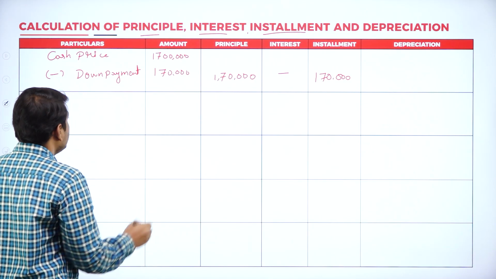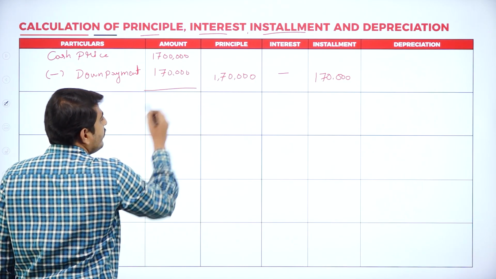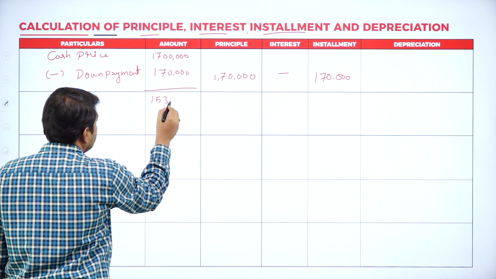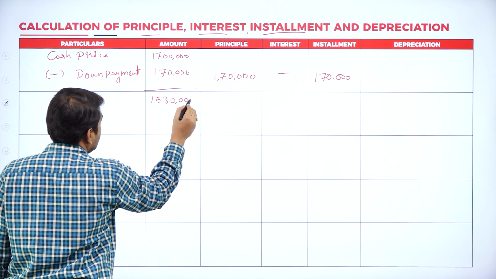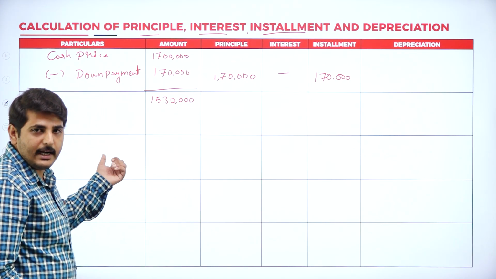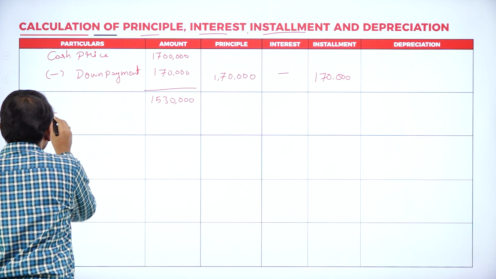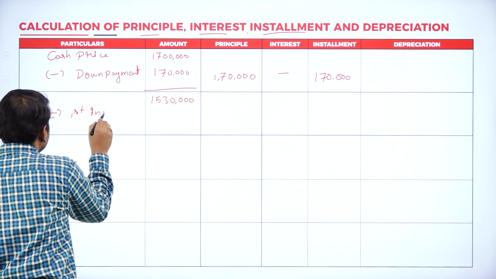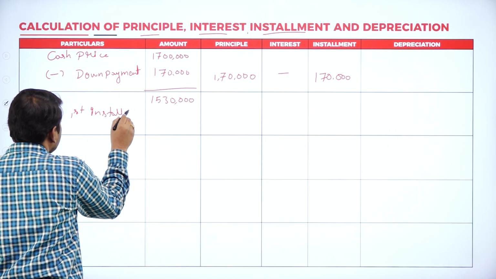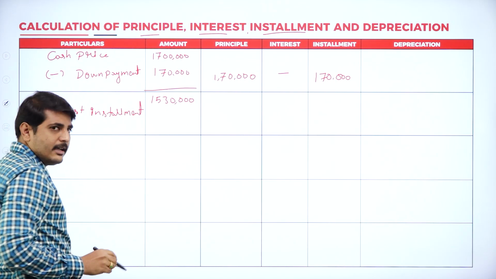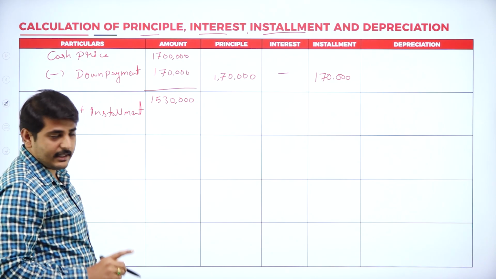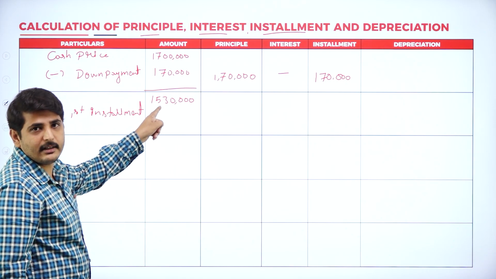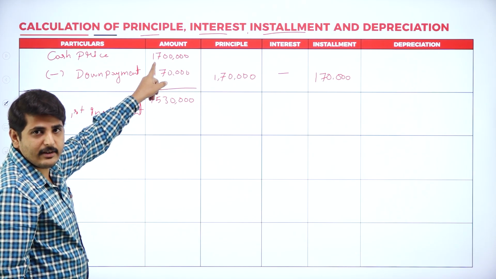Okay. Next one. If you deduct this 1,70,000, you'll get 15,30,000. Let's deduct the first installment. Now we have to calculate the interest. On what amount do we have to calculate the interest? On the remaining balance of principal. On this amount we have to calculate the interest, not on 1 lakh or 17 lakh.